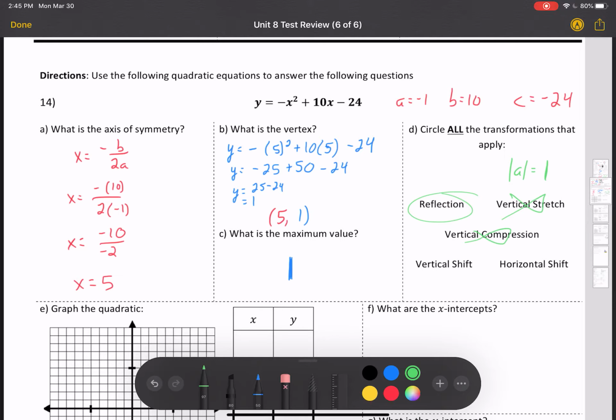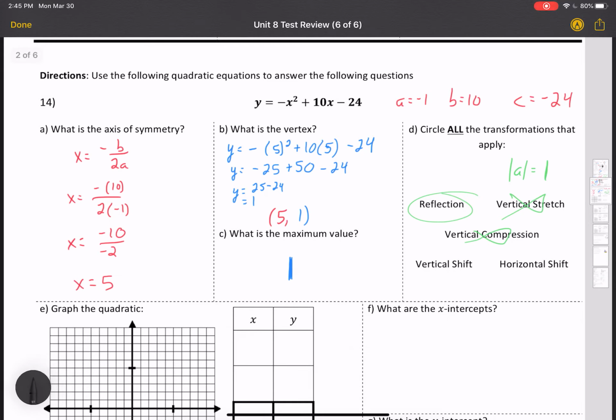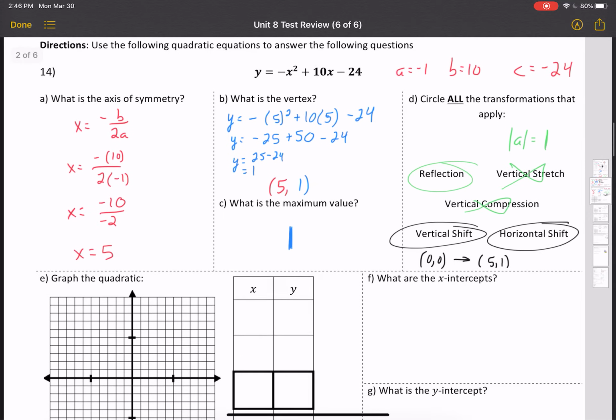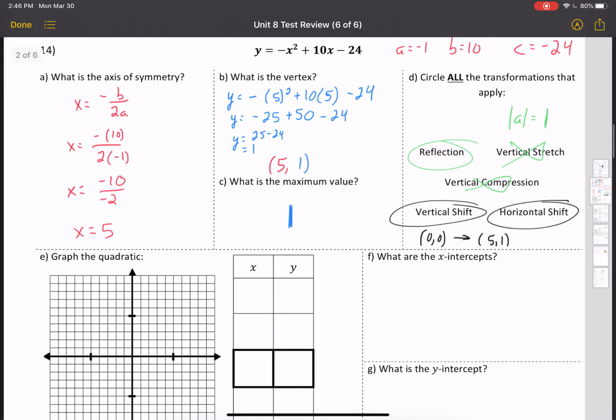Next, we look at the vertex to determine whether or not it's a vertical shift or a horizontal shift. The vertex is normally 0, 0 in a quadratic function, and this one changed to become 5, 1. All right, so that means it had a vertical shift because it went up 1. It had a horizontal shift because it went to the right 5. Okay, so that's how you do transformations. Now, we want to graph this function.